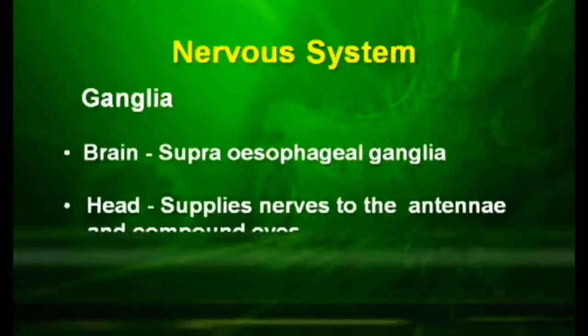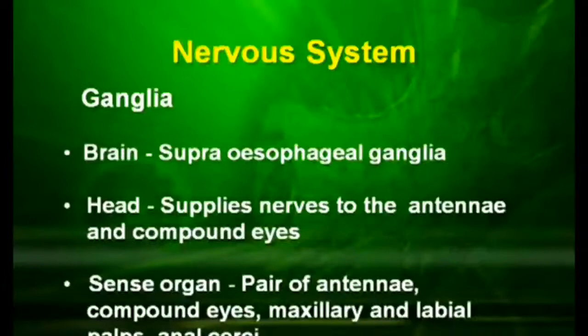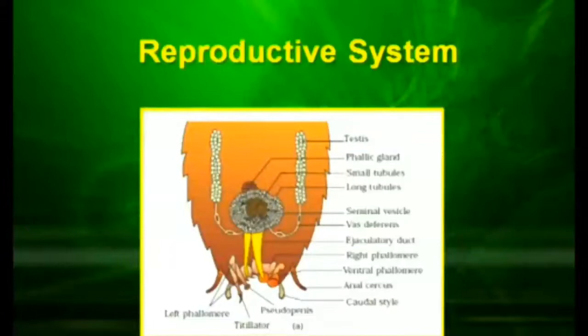The nervous system includes the ganglia. The brain, which is a supraesophageal ganglion, supplies nerves to the antennae and the compound eyes. The sense organs are the pair of antennae, the compound eyes, maxillary and labial palps, and anal cerci.